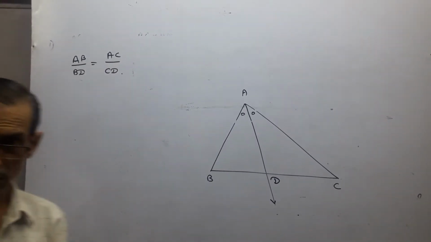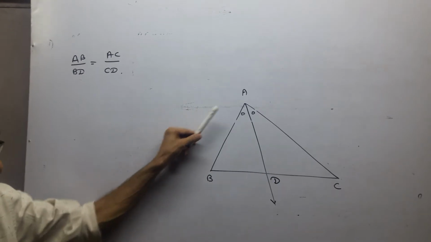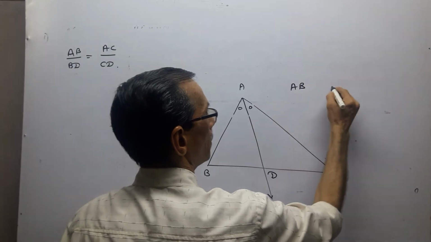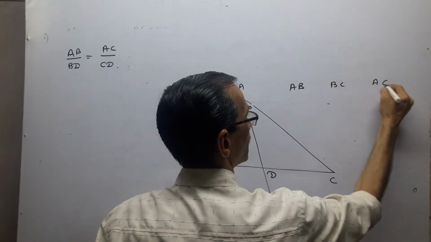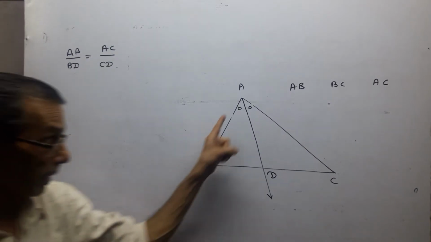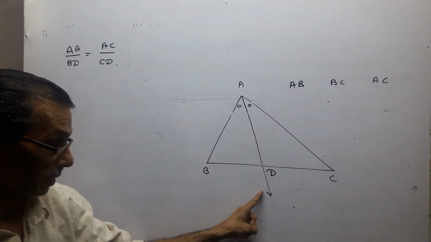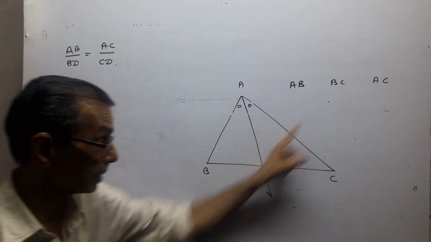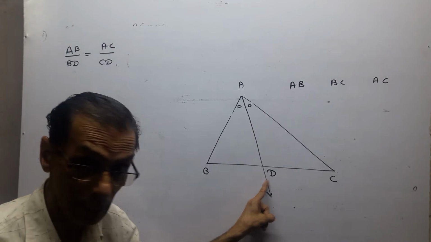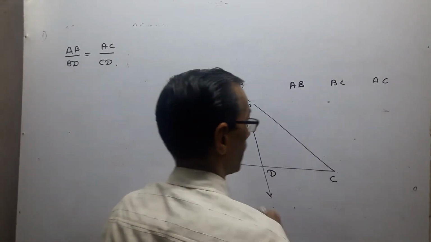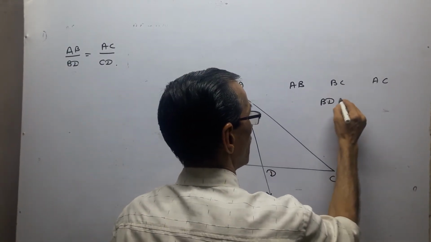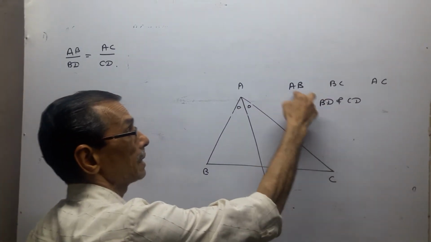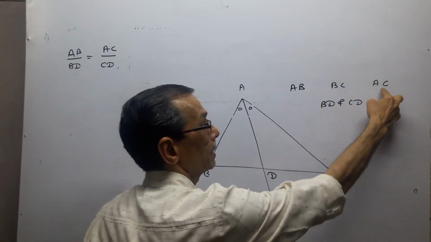Once again, try to understand the theorem. A triangle has three sides: AB, BC, and AC. We have drawn angle bisector AD. So AD is the angle bisector of angle A, and therefore it divides BC into two parts, BD and CD. Part BD is adjacent to AB and part CD is adjacent to AC.